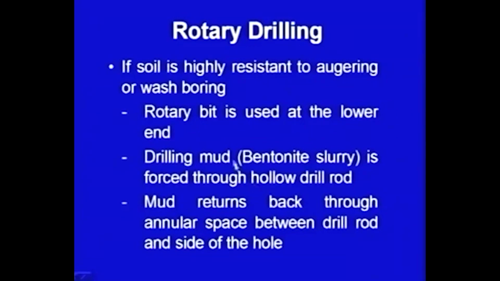If the soil is very tough, highly resistant to augering or washboarding, then a rotary bit can be used at the lower end, and drilling mud, bentonite slurry, is forced through the hollow drill rod. Then the mud returns back through the annular space between the drill rod and the side of the hole.